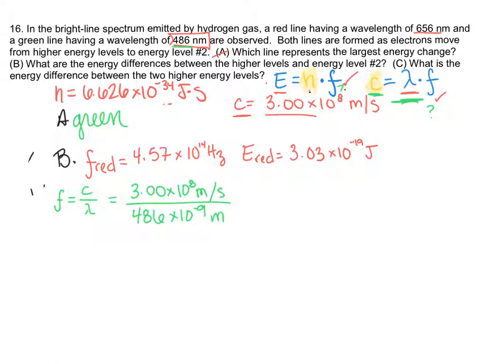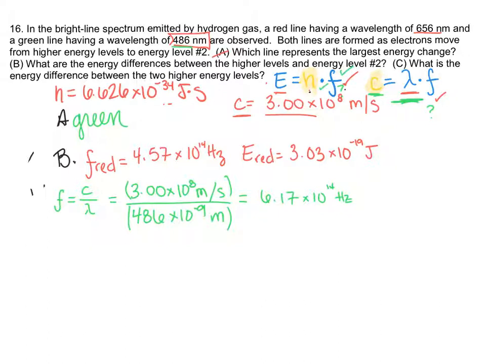When you do this, again, make sure that you are plugging in with parentheses, or else you will not get the correct answer. Your calculators tend to like to do weird orders of operations, so put parentheses around those numbers, and you should get the right answer here, which is going to be 6.17 times 10 to the 14th hertz. So I have found my frequency now.